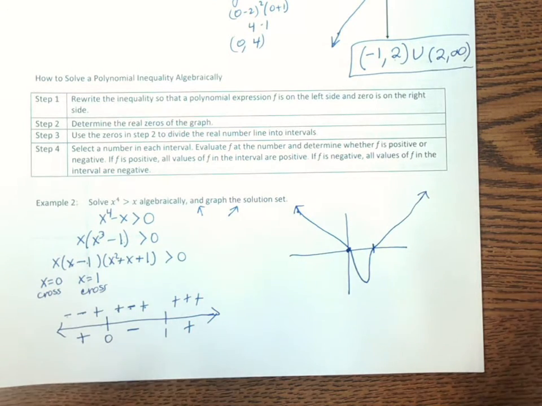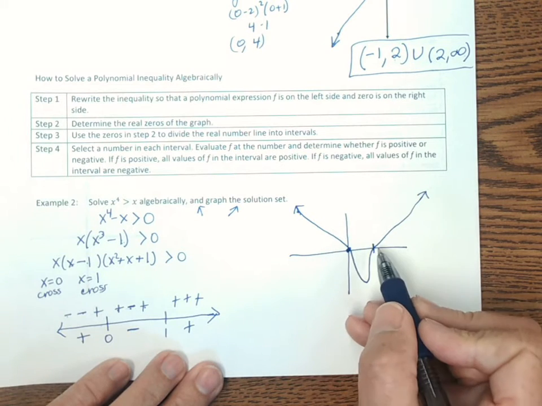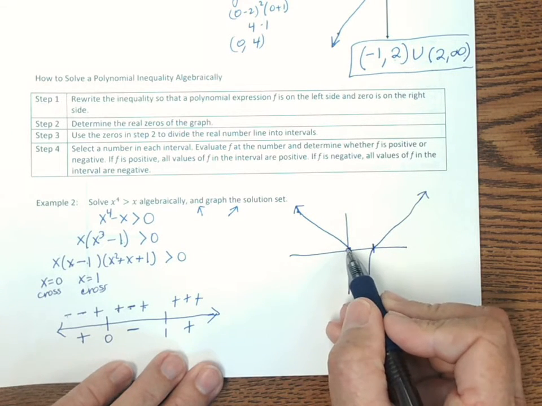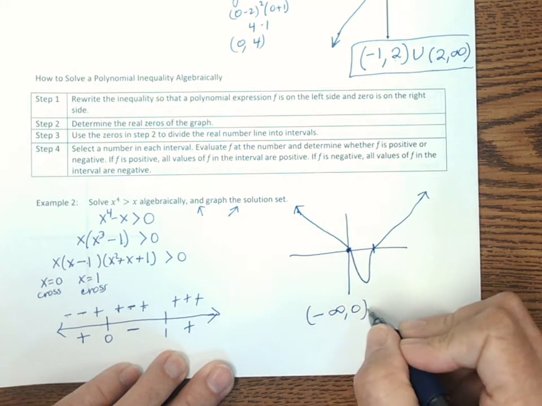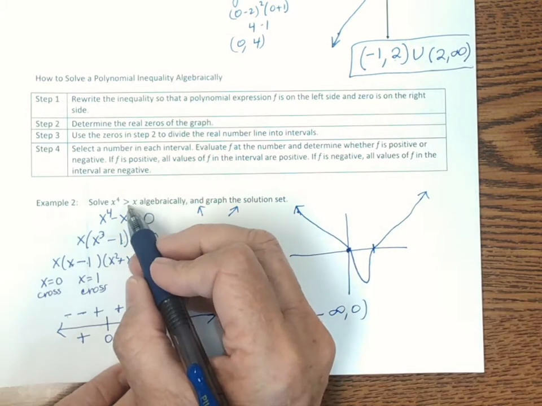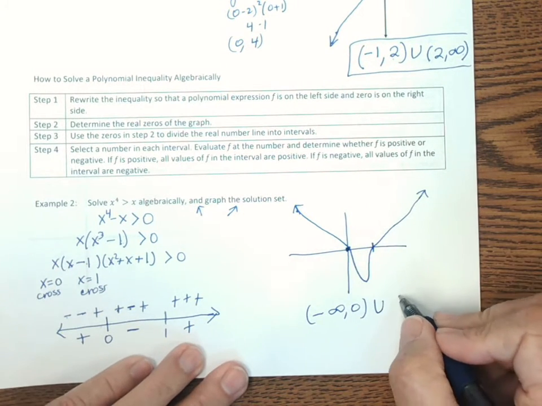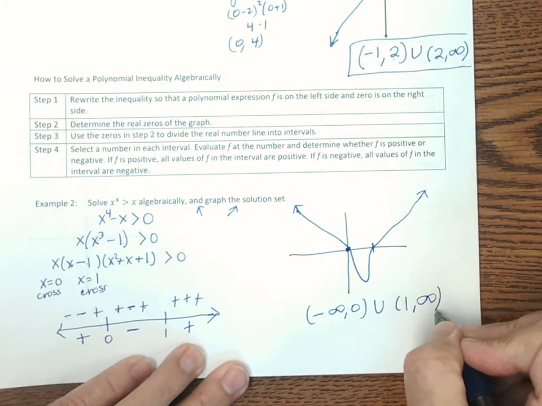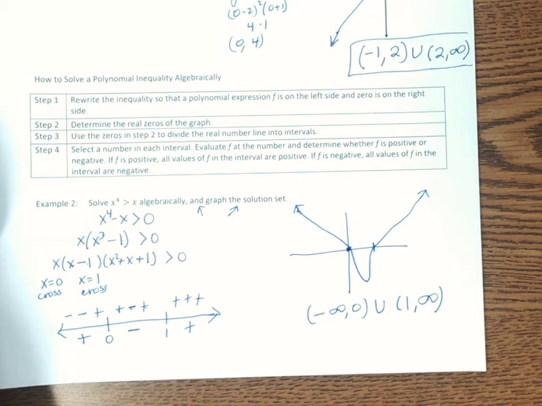Cross and go up. And there may be lots of wiggles in here. We don't know. But I'm looking for what x values give us positive y values. So everything smaller than x is 0. So that's negative infinity up to 0. And again, we don't include it because we don't have an equal sign. Joined with everything greater than 1. So 1 to positive infinity. So that is my answer to this polynomial. We're going to turn this over now and do some rational functions.